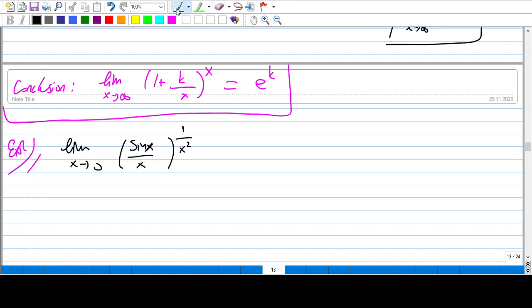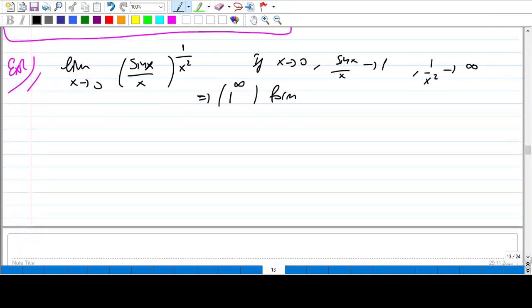If x approaches 0, we know that sine x over x will approach 1. So inside the parentheses we have 1. And 1 over x squared will approach what? It will approach infinity, so 1 over 0. So we have a 1 to the power infinity form. Still, it is not an L'Hopital form, but we can play with some terms to get that form. Okay, let's do the following.